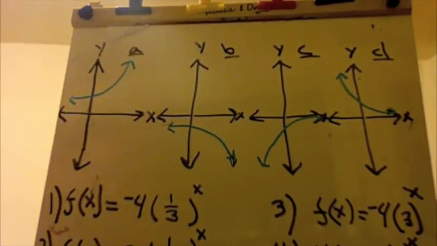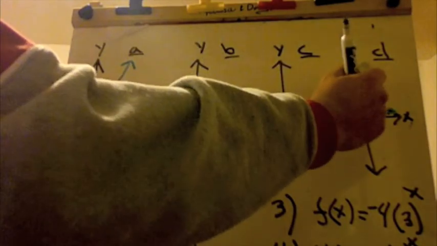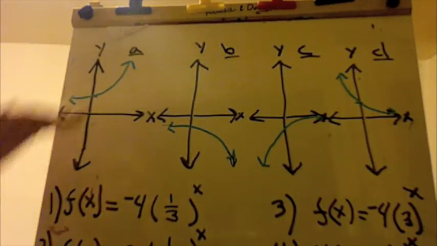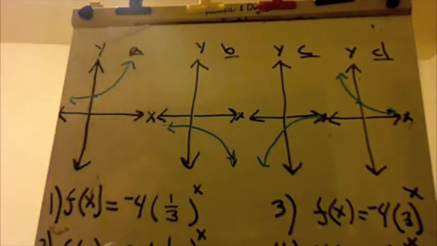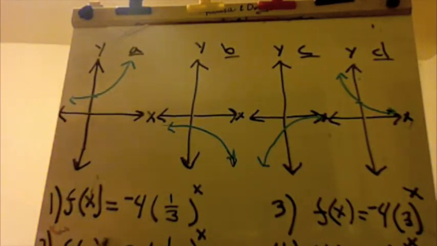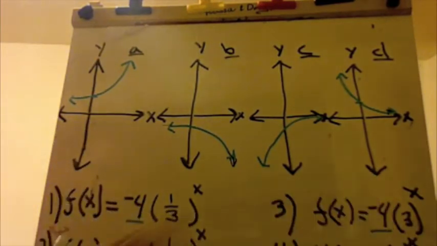I notice that my starting value here and here are both positive y values. Okay, they're both positive y values. So remember, our y-intercept is our a value. So I'm going to come down here to these and say, okay, look at my a values: -4, -4, 2, and a 6.